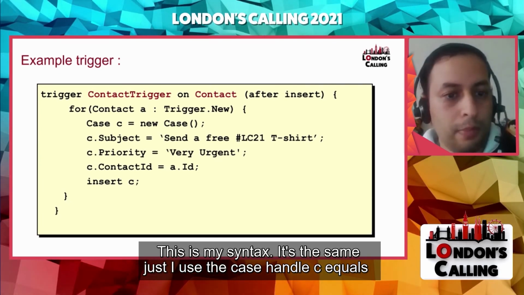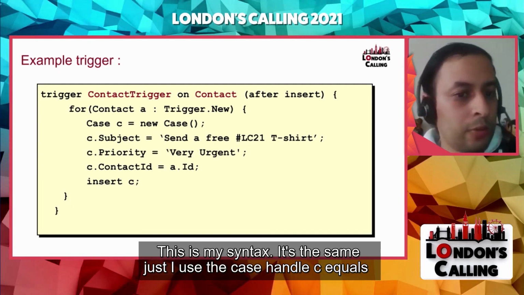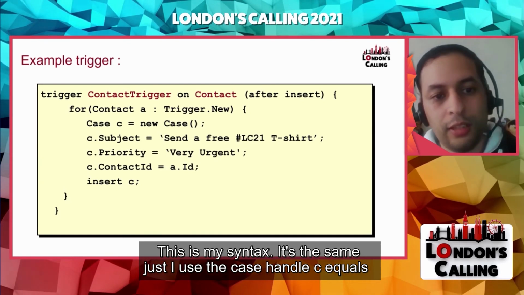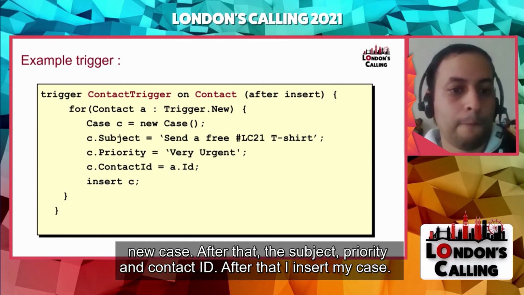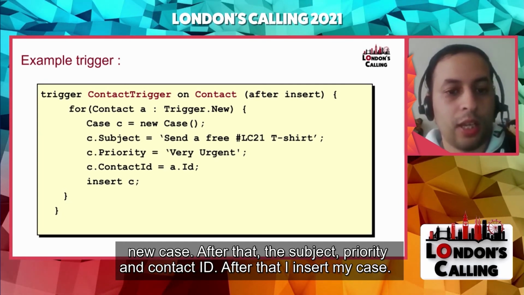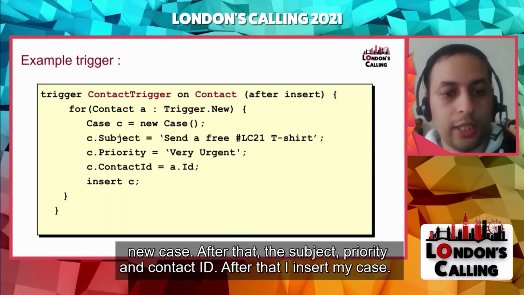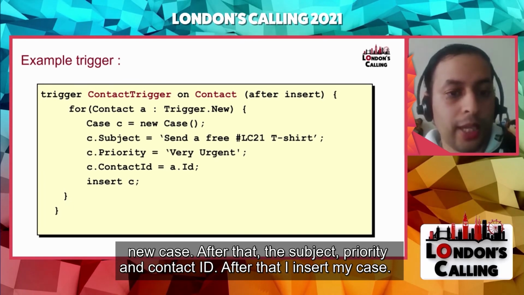It's the same, I just instantiate my case object: case c equals new case. After that, I fill in the subject, priority and contact ID. After that, I insert my case.